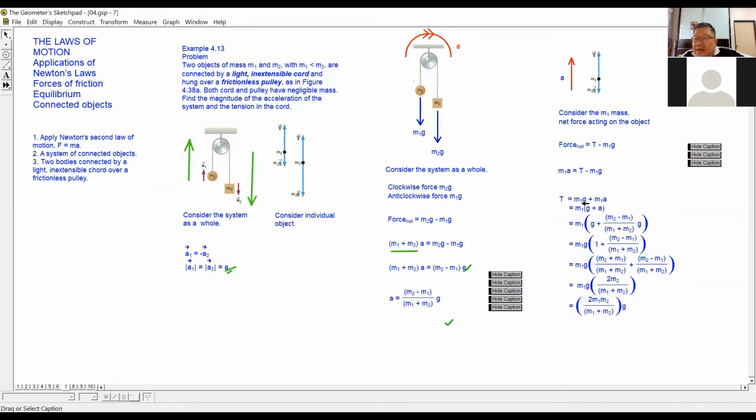So I change the subject of the formula, make T the subject of the formula. So what is T? T is M1G plus M1A. So it's M1 bracket G plus A. You can actually stop here already. But because earlier on we found out A to be this monster here, I replace the A here with the monster formula there. Simplifying this, I have the tension in the string is 2M1M2 divided by M1 plus M2, times G. So this is the tension in the string.